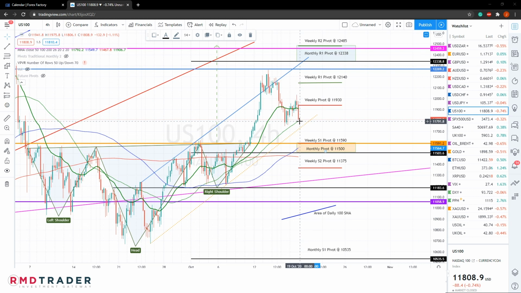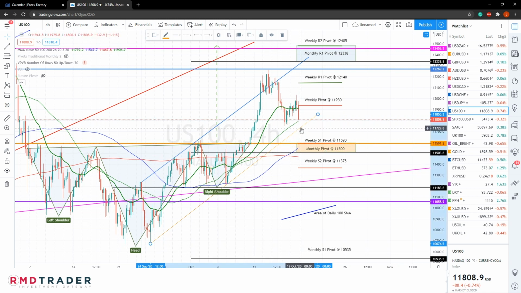and then of course at this stage we are still in the bullish channel trending upwards, with price remaining above the 4-hour 50 SMA, and of course this lower bullish channel boundary that we have in this dashed line in yellow. If we do see a break below this level, it's possible that we will retest this area between our 4-hour 200 SMA, also our monthly pivot at 11,500 and the weekly S1 pivot at 11,590.